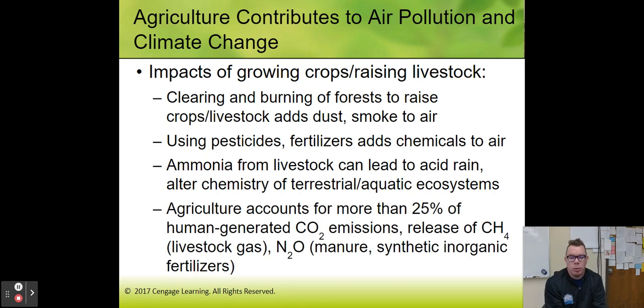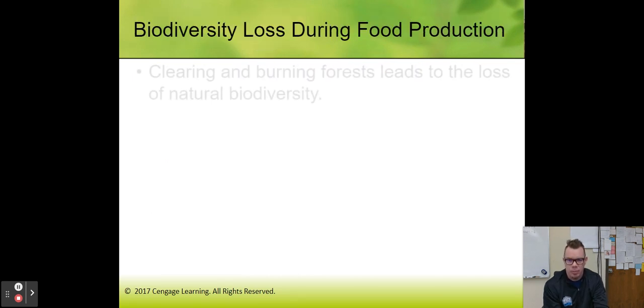Okay, agriculture accounts for more than 25% of human-released CO2 emissions and the release of CH4, which is methane, and N2O, which is nitrous oxide. Okay, that's manure and synthetic organic fertilizers. All of those are very bad for the air quality.